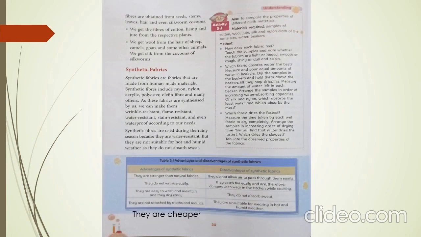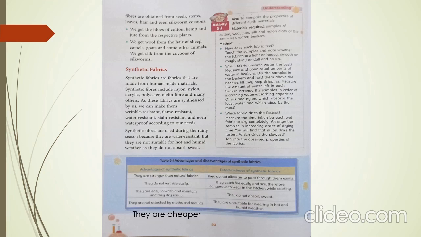Now we shall be studying a very important topic, that is about different advantages. At the same time, we will study the disadvantages of using synthetic fibers. So the first advantage is they are much stronger than natural fibers. If you have a cotton cloth and a nylon cloth, try tearing them. You will find that the cotton cloth is very easy to tear, but not the nylon cloth.